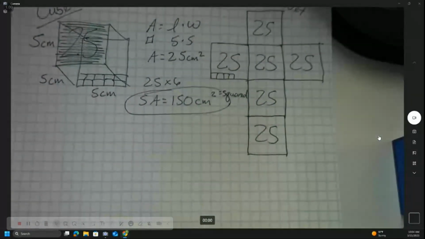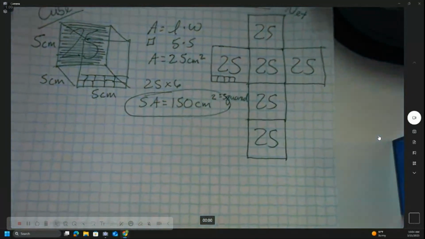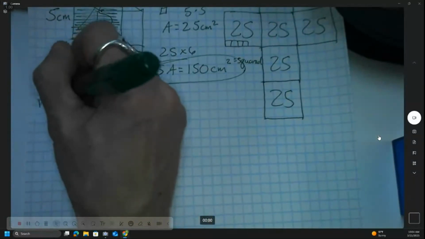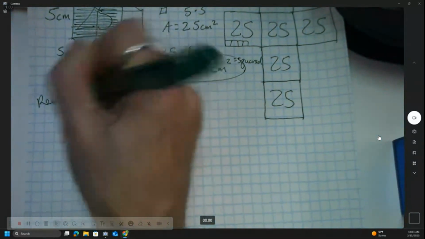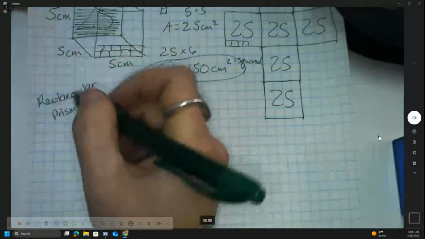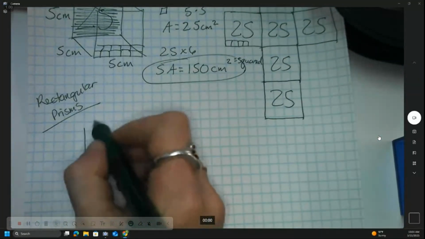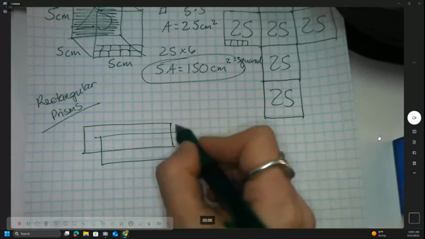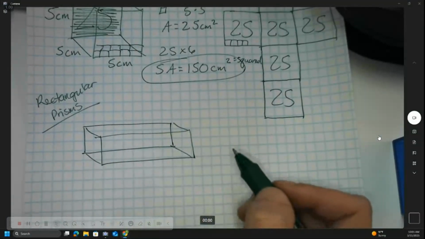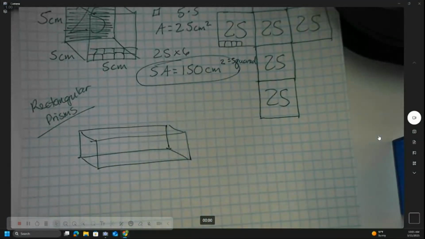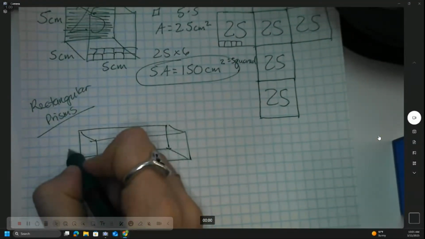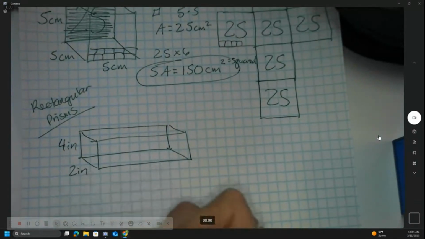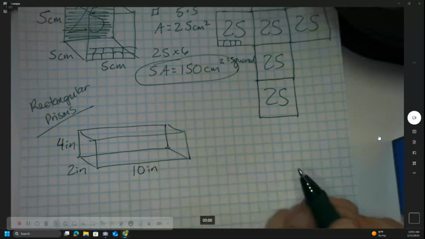Now, it's not always for a cube, and it's not always going to be that easy, where you add 25 six times. There are also rectangular prisms. And with rectangular prisms, you're still using length times width. Let's go ahead and draw it real quick. If you were to draw a rectangle, it'd look like this, and then connect the edges. I'm going to say that this rectangle really is going to be 4 inches high, 2 inches wide, 10 inches in length.